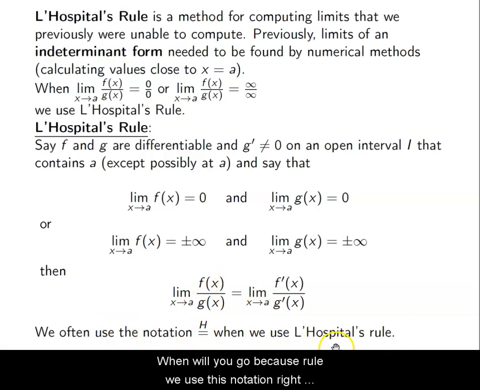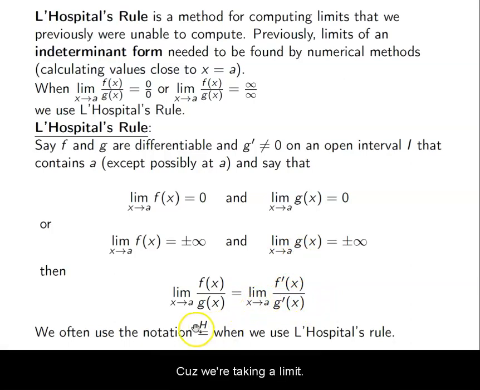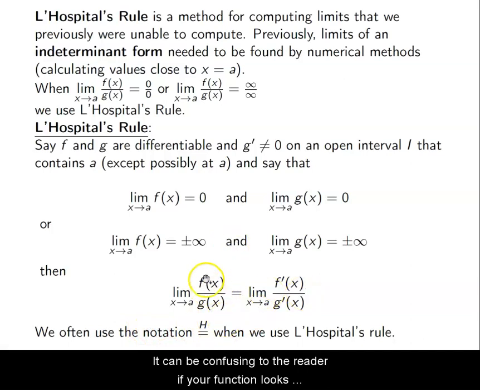When we use L'Hopital's rule, we use this notation, right? So if you've noticed, as we go through and we do our limits, I always keep the limit of this as we go through. I never not write the limit form because we're taking a limit. So it can be confusing to the reader if your function looks like one thing and then all of a sudden it's completely different, and algebraically it doesn't look like what should have happened, because you're taking derivatives, not canceling something out, for instance, right? So we always use an H over the equal sign when we're using L'Hopital's rule, so that we signify to the reader we are taking derivatives of both of these functions.